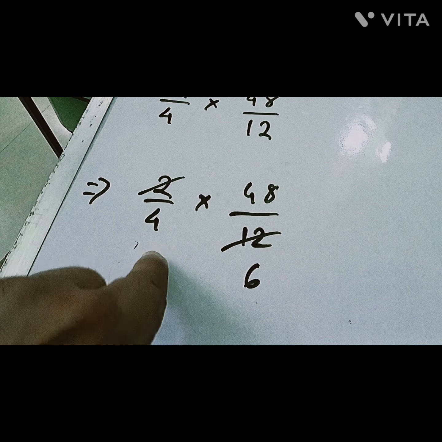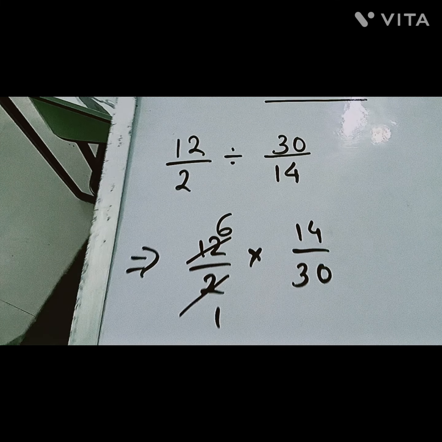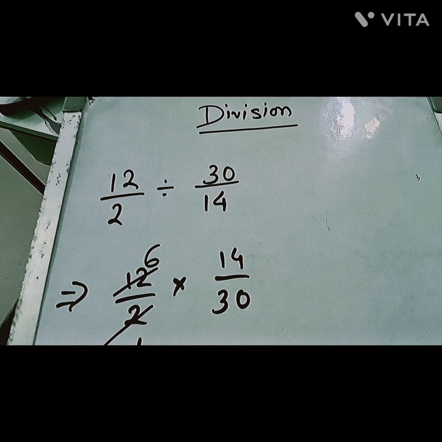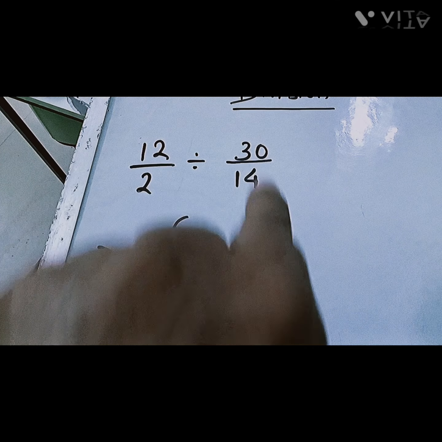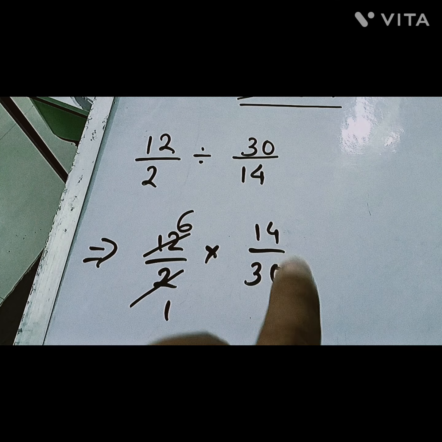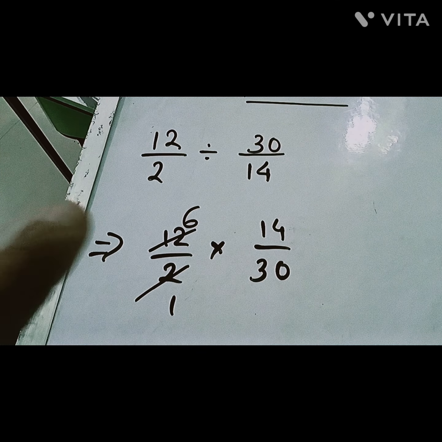So the next topic is division. 12 by 2 divided by 14 by 30. So how to solve it? We have to do a multiplication, but the fraction on the right side will be reversed, or reciprocal. So 14, the denominator, becomes the numerator, and 30, the numerator, becomes the denominator. Inverse, right? Reciprocal. So 12 by 2 into 14 by 30.